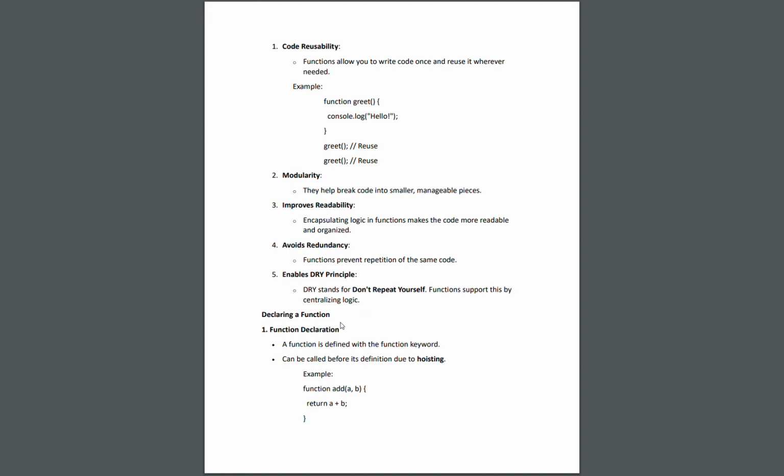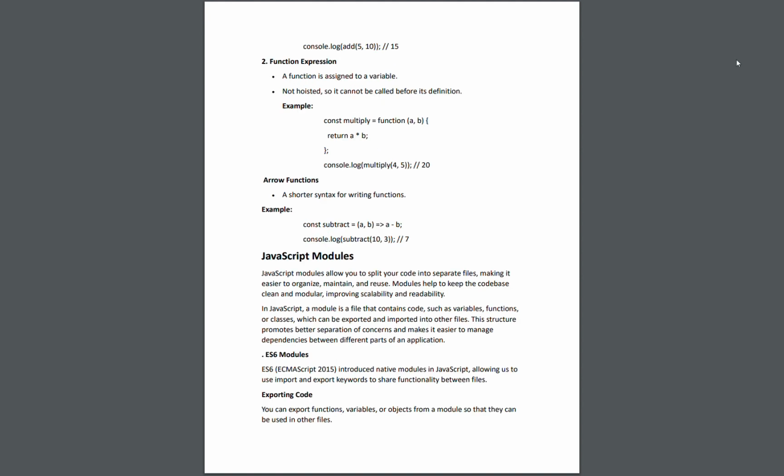So we can declare a function in many ways. Function declaration. A function is defined with the function keyword and can be called before its definition due to hoisting. So here we declared the add function. In a function expression, a function is assigned to a variable, and is not hoisted, so it cannot be called before its definition. In this example, function(a, b) is assigned to the constant multiply.